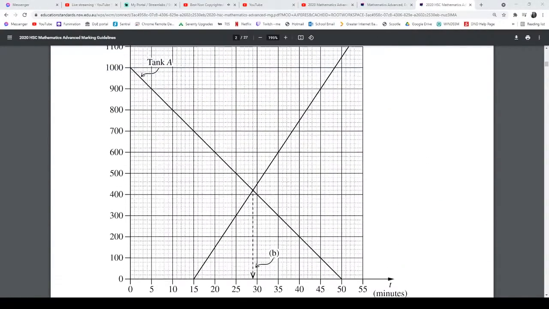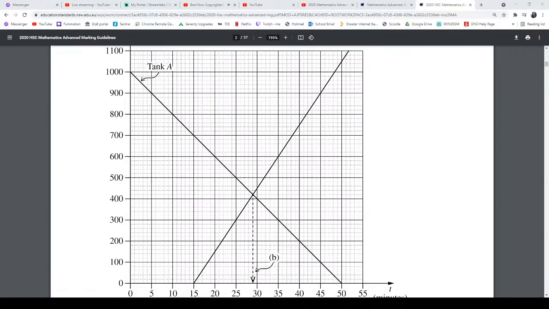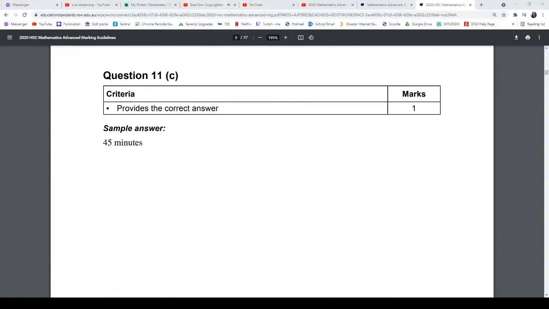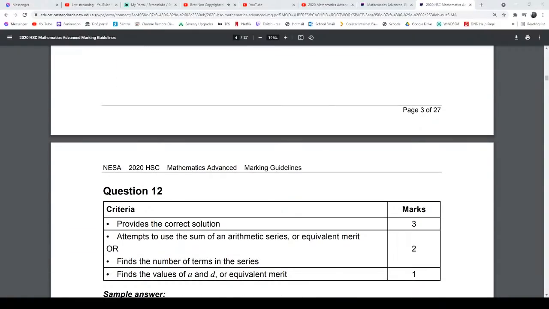Yes, here we go. So here's the drawing. Tank A, tank B. So if you go down 29, and if you go back across, you get the thingo, and then we worked out using both simultaneous equations.